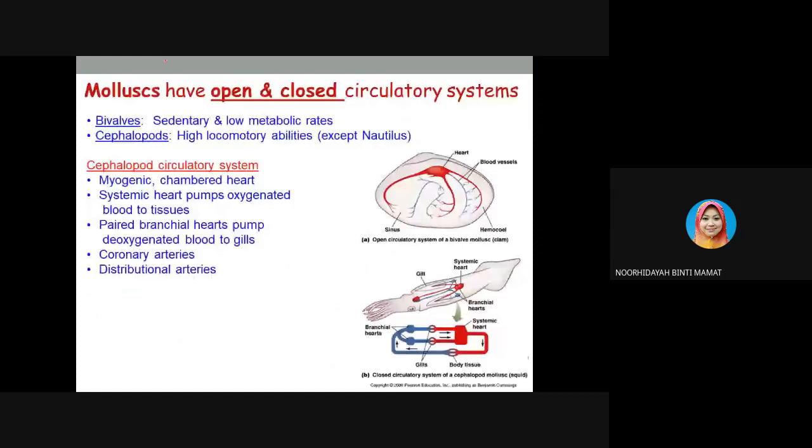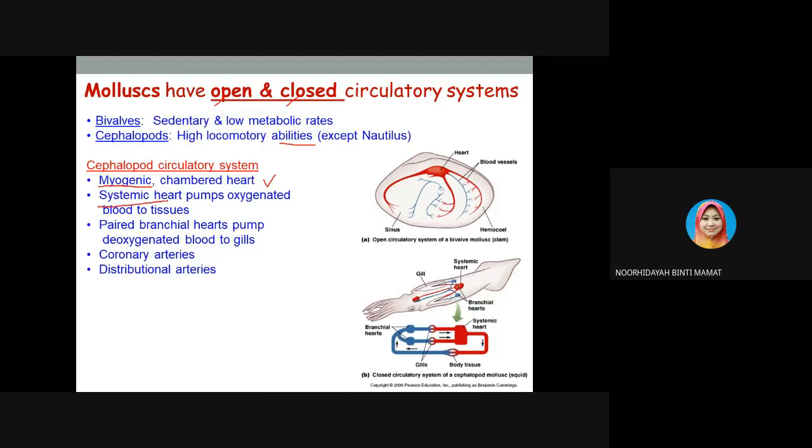Mollusks also have open and closed circulatory systems. Bivalves are a group that is sedentary and has low metabolic rates, and another group of mollusks is the cephalopods. They actually have high locomotory abilities, for example the nautilus. The cephalopod circulatory system is myogenic. Later on we will study about the myogenic. They also have a chambered heart, and again, just now we were talking about the pumping system.